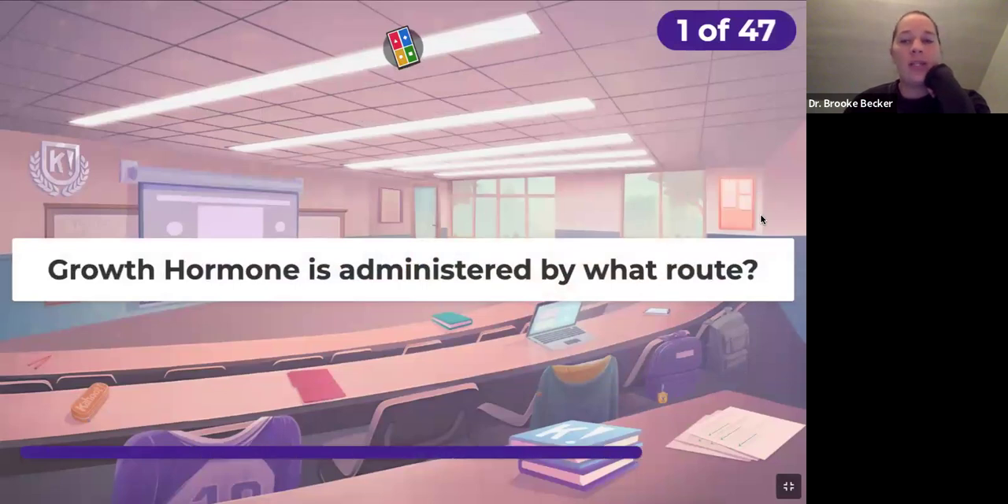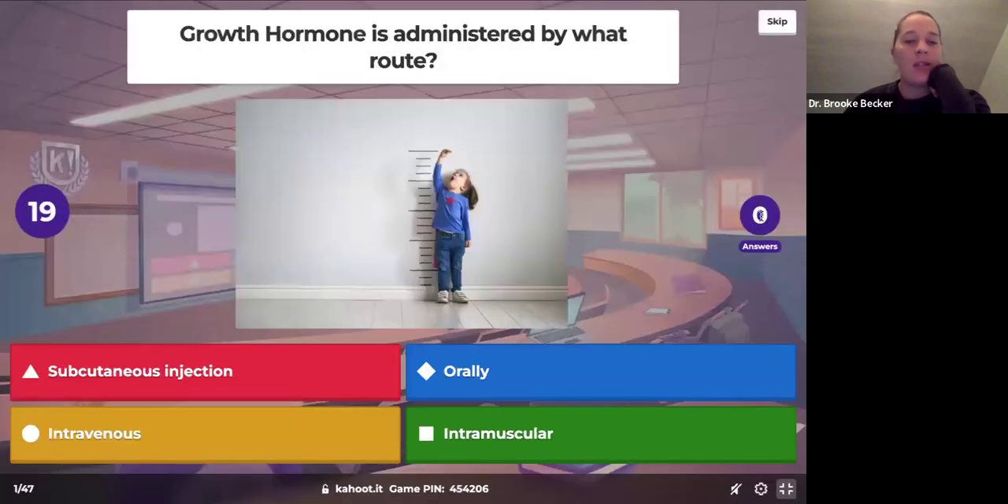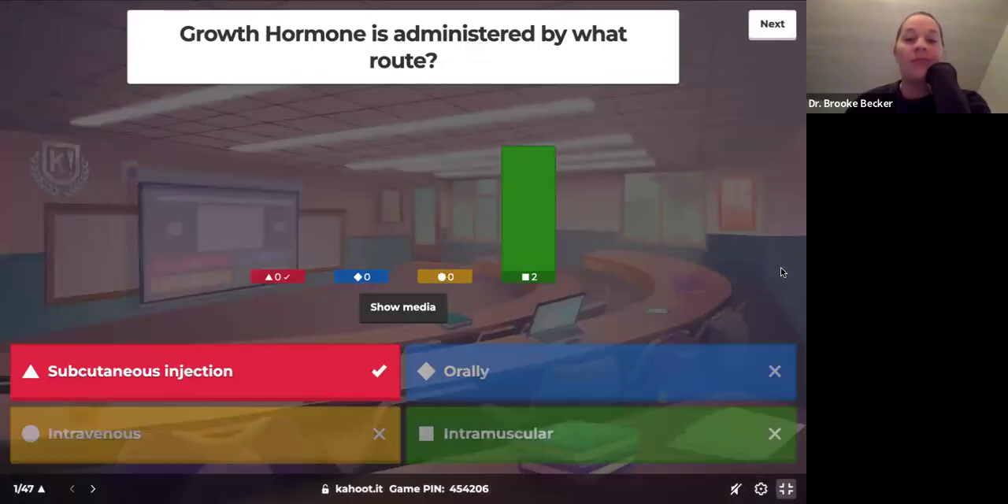Growth hormone is administered by what route? Sub-Q injection, which is red, orally, which is blue, IV, which is yellow, or IM, which is green. How is growth hormone administered? So sub-Q actually is growth hormone. It just goes right under the skin. It doesn't have to go into a muscle like most immunizations. Okay.